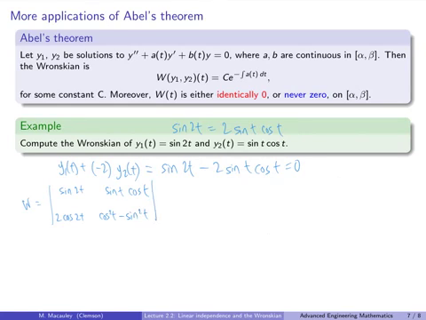So let's actually compute this determinant. This is sine of 2t times cosine squared of t minus sine of 2t times sine squared of t, and then minus 2 sine of t cosine of t cosine of 2t. So now it is not at all clear that this thing is going to be 0.